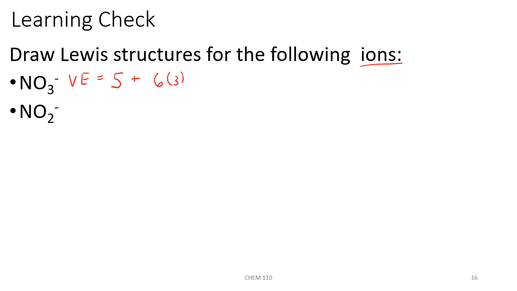We have 3 oxygens, plus we're going to add 1 for the negative charge on the ion. So since it's a negative charge, we add 1 electron. And our total number of electrons for nitrate will be 24. And for nitrite, if we calculate our valence electrons, we're going to have 5 for nitrogen, plus 6 for each oxygen, times 2, plus 1 for the negative charge on the nitrite ion. Our total electrons will be 18.